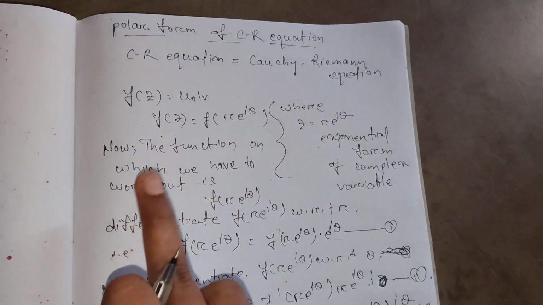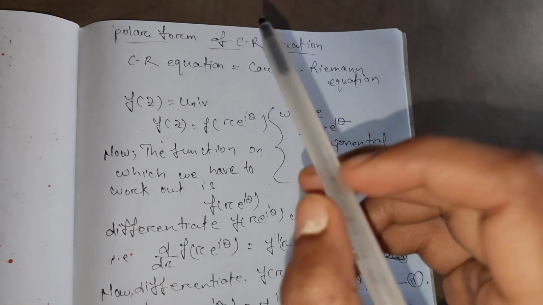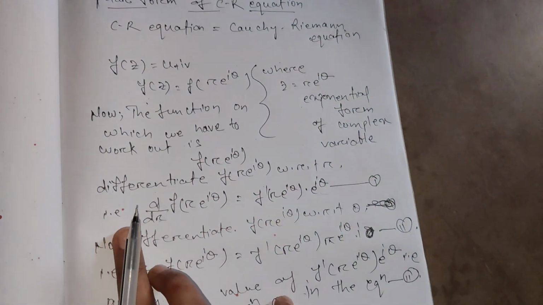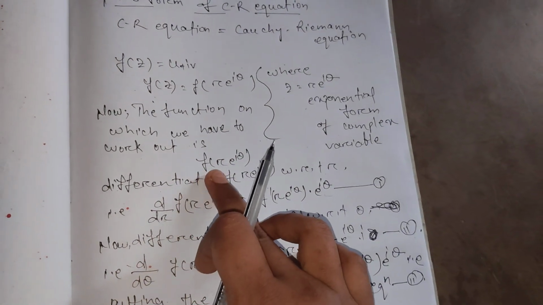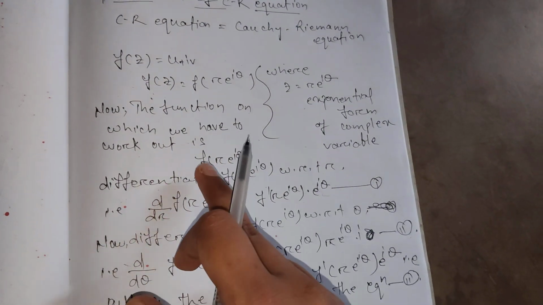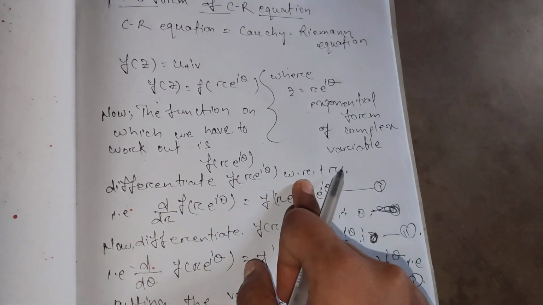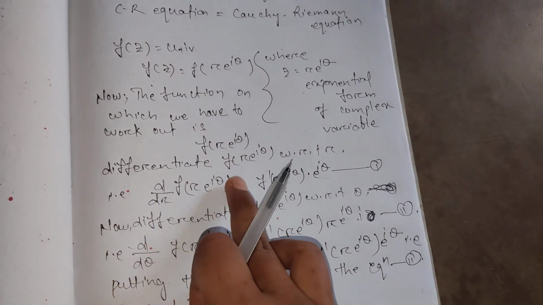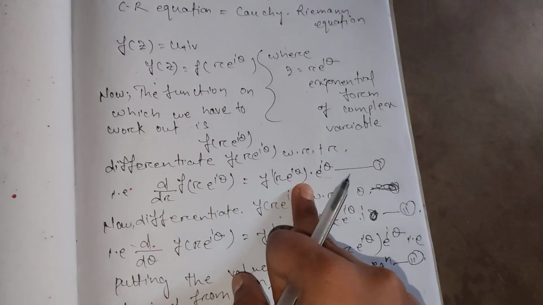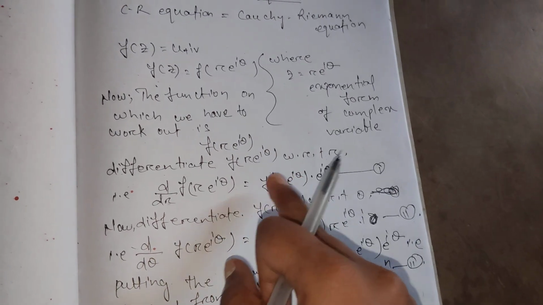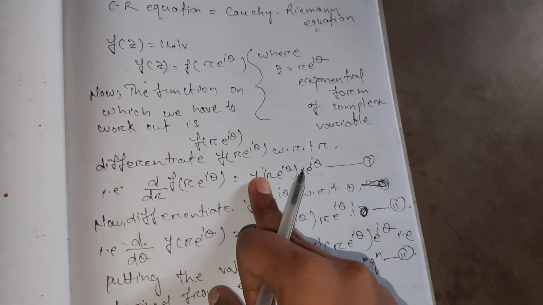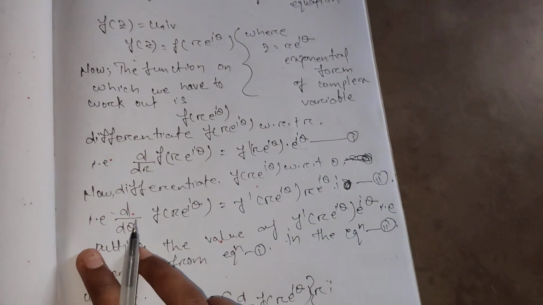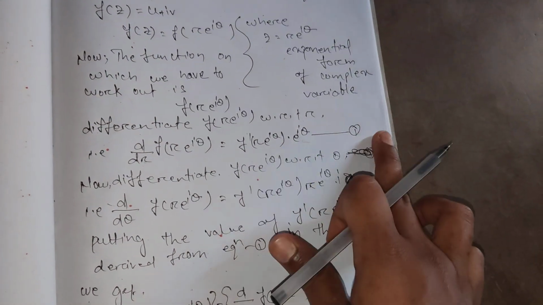Now, the function on which we have to work to find the polar form of CR equation is f of r e to the power i theta. So we got the function here, f of r e to the power i theta. Now differentiate f of r e to the power i theta with respect to r. That is, d by dr of f of r e to the power i theta is equal to f dash of r e to the power i theta multiplied by e to the power i theta. This is derived by using chain rule. Let it name equation 1.